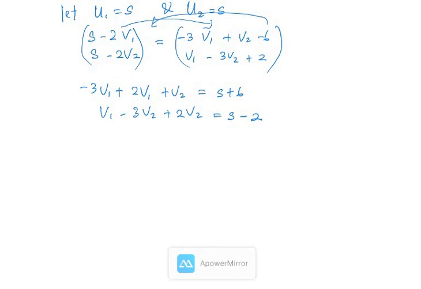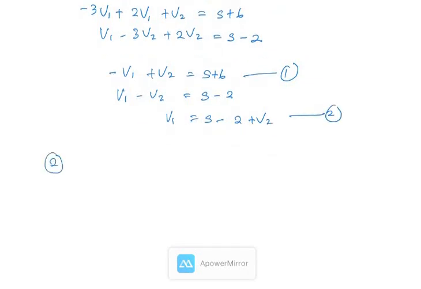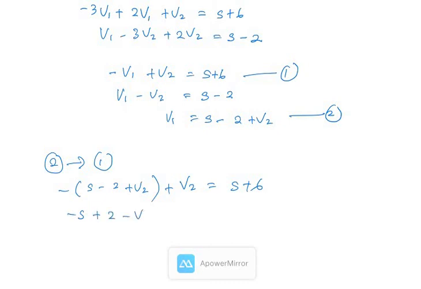So when you solve, you simplify, you get negative v1 plus v2 equal to s plus 6. And then the second row is v1 minus v2 equal to s minus 2. So this is equation 1. And then you want to get v1. So v1 equal to s minus 2 plus v2. I assume this is equation 2. So I insert equation 2 into equation 1. So I will have negative (s minus 2 plus v2) equal to s plus 6. So negative s plus 2 minus v2 plus v2 equal to s plus 6.